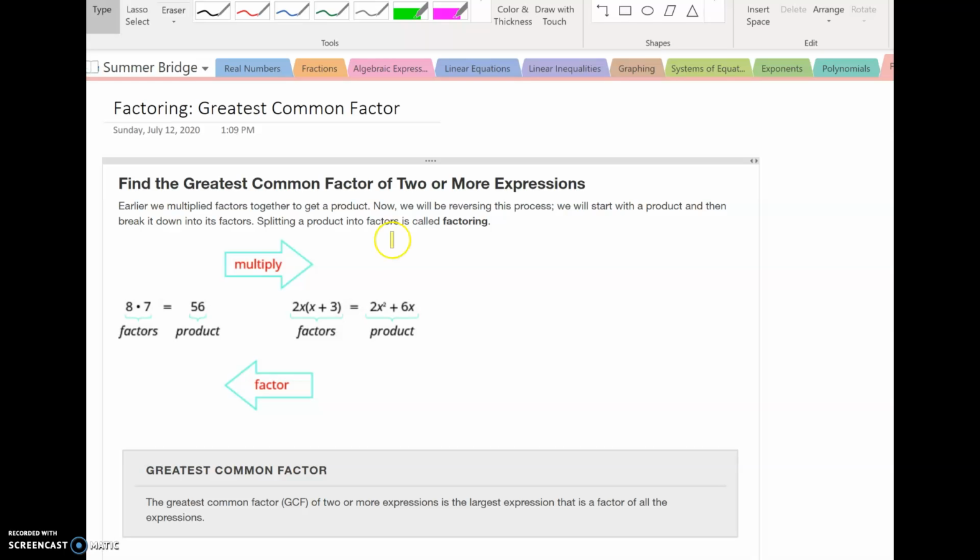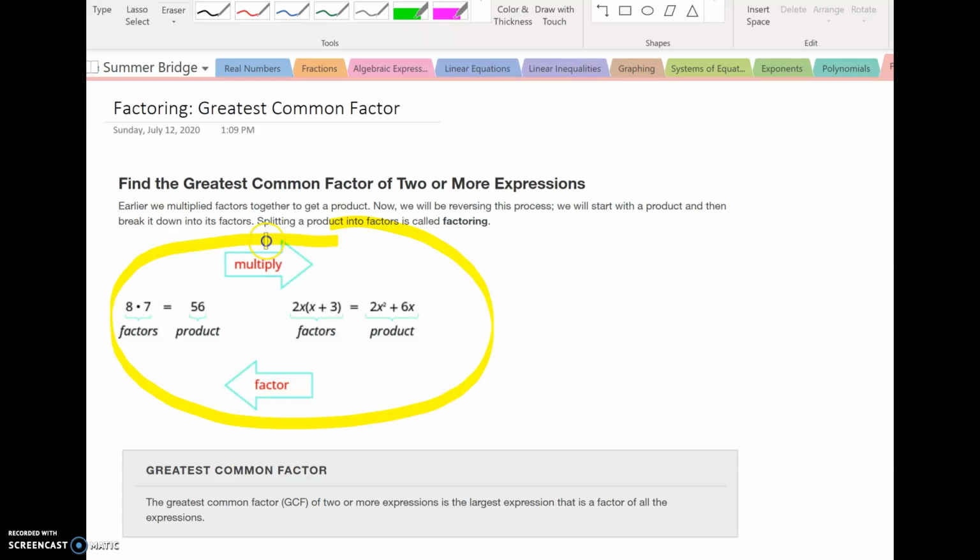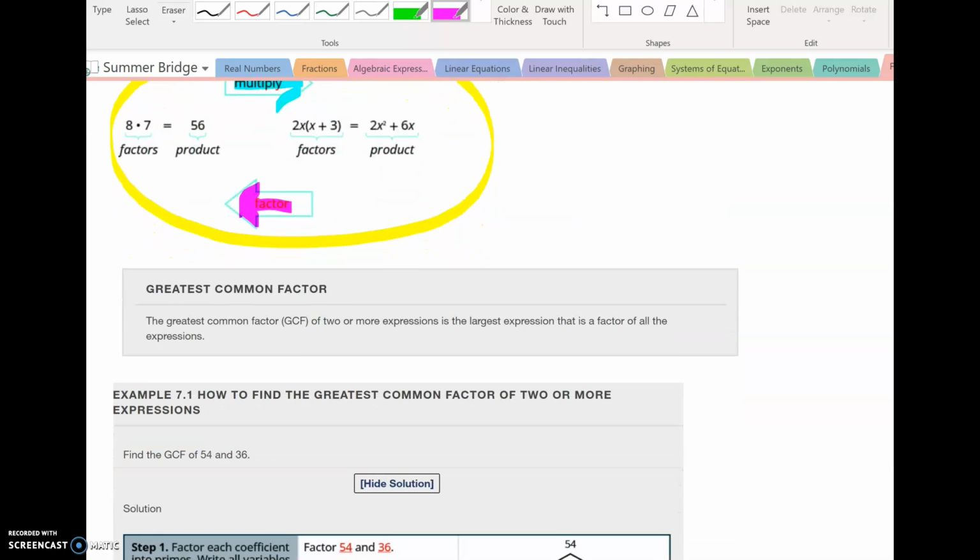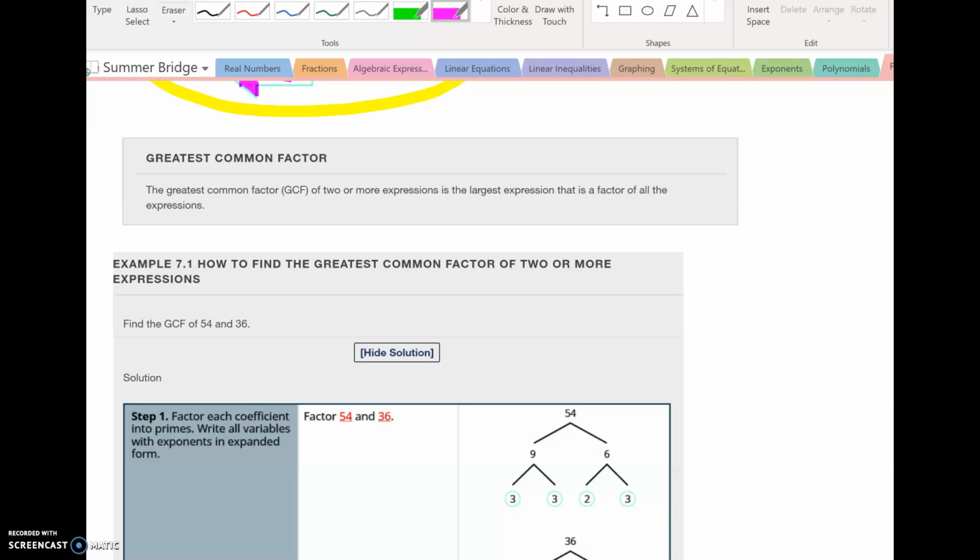And this picture over here is a great picture to indicate which direction we're going with everything. If we're going from two things multiplied together, we call that multiply. However, if we are going in the backwards direction, where we have one thing and we're finding two things that multiply to get to it, we call that factor. Now, the greatest common factor of two or more expressions is the largest expression that is a factor of all the expressions. And what do I mean by that?